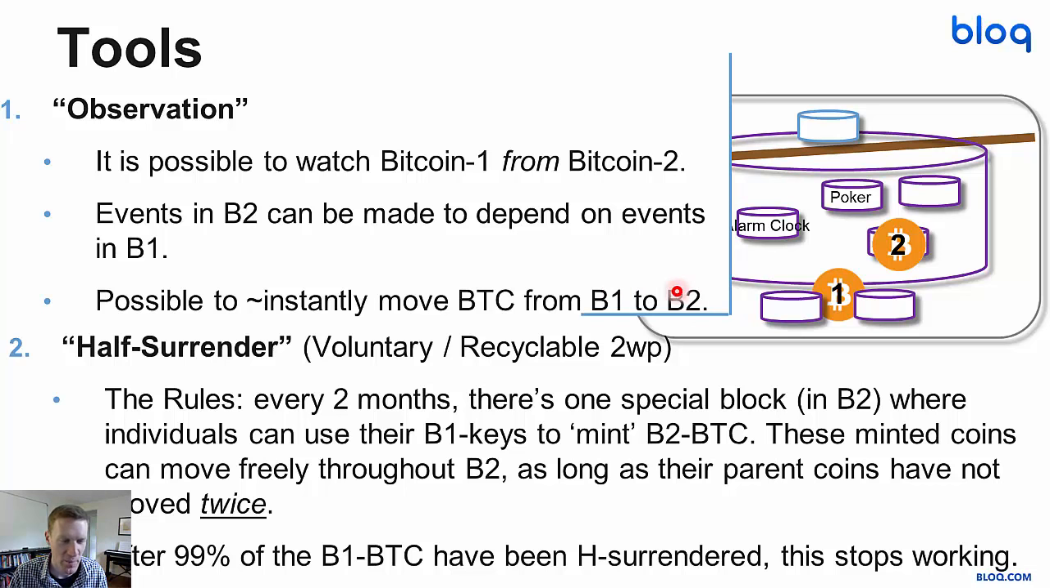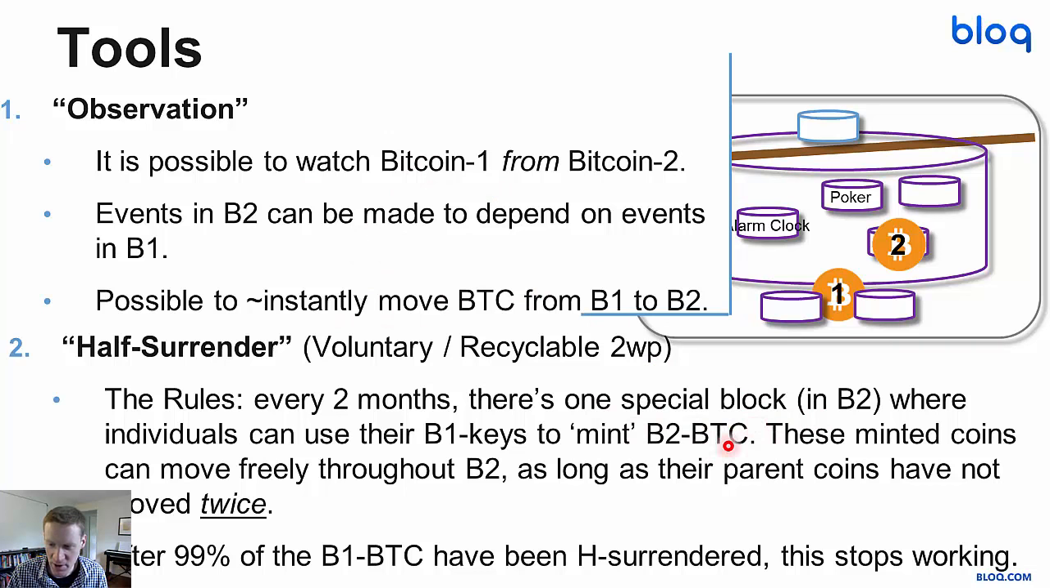It's a little bit harder to move them back, which is the point of tool number two, which I'm going to call the half surrender, which is a recyclable two-way peg. Now let me explain this very slowly because it's pretty important. Every 2 months, there's one special block in B2, known in advance, where if you do something on B1, you get Bitcoin over there. You execute on this more general principle.